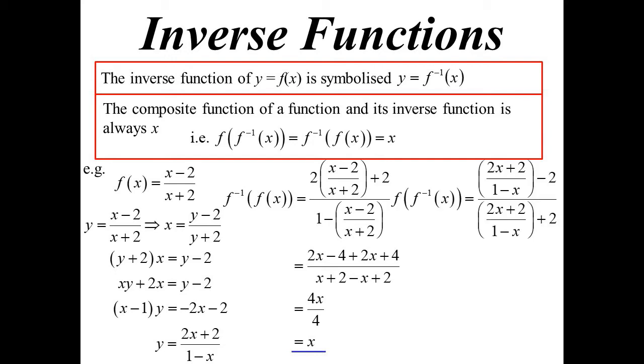Let's go the other way. So now we'll substitute in our inverse function into the original function. Again, let's get rid of the denominator. Multiply everything by 1 minus x. Bit of algebra, tidy up. Yep, we get x. So that's what we should see happen every time.